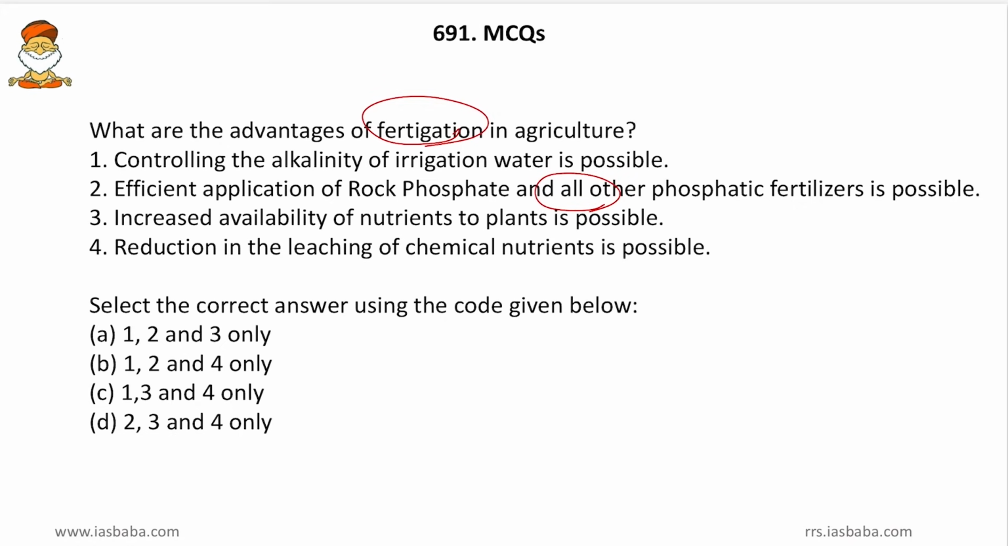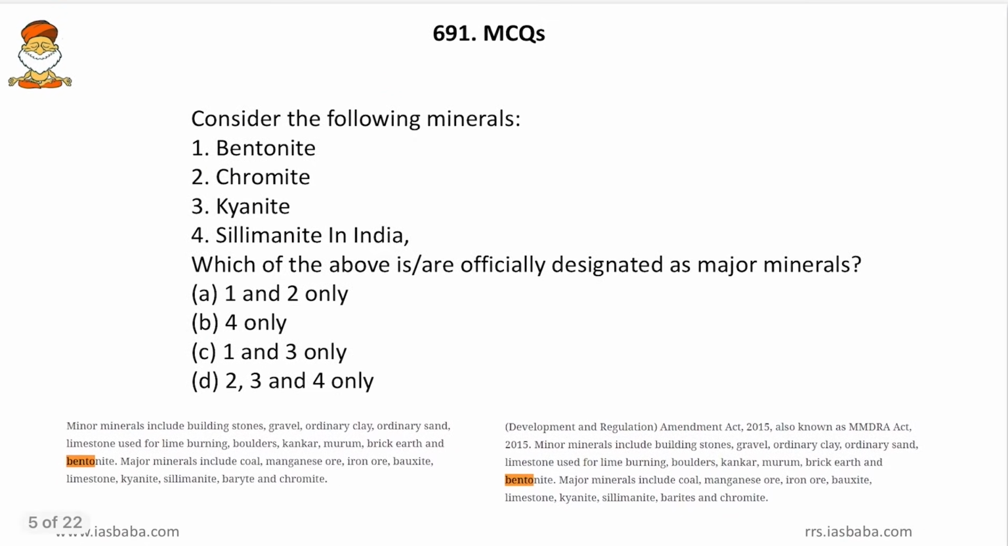So "all" is an extreme word here. And then increased availability of nutrients to the plants is possible. So this increased, then controlling, all these are moderate words, so automatically the options will be correct. Then reduction in the leaching of chemical nutrients is possible. Reduction is also a moderate word, and here the only extreme word we have is "all". And looking at the options, they are also very easy. So remove 2 and 1, 3, 4 shall be the answer. So a crude guesswork, not so difficult one. Then come to next one.